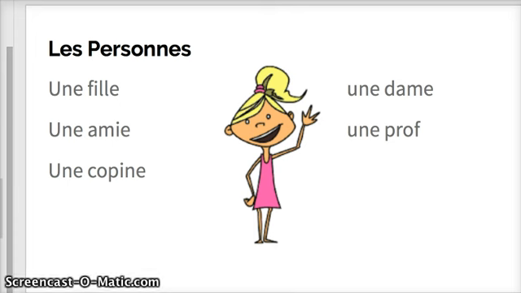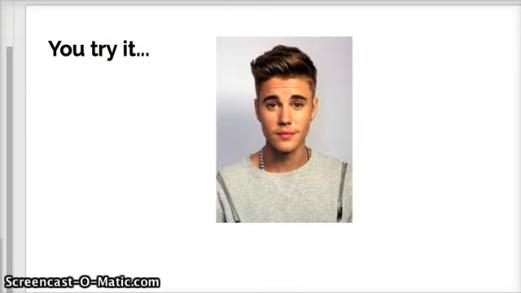Okay, so now that you have learned how to introduce people, let's try it. So here we have everybody's favorite, Justin Bieber. Somebody that everybody knows. So in two sentences, how are you going to introduce this person? So imagine that I didn't know who it was. So you're going to say this is whatever his name is. He is a friend. He is a boy. He is a mister. He is a teacher. So say whatever you're going to say about him.